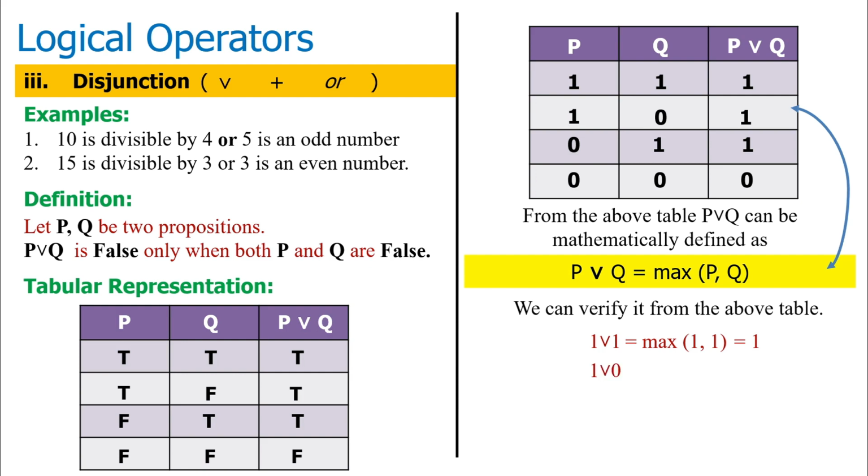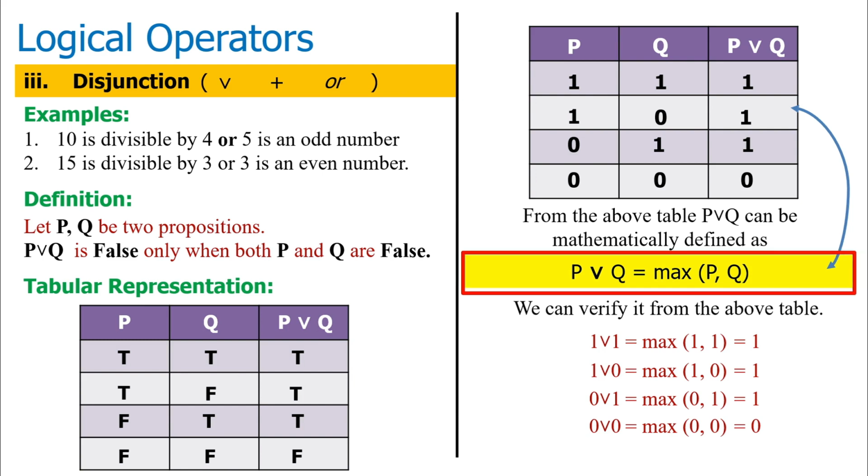1 disjunction 0 is equal to the maximum value between 1, 0, which is 1. 0 disjunction 1 is equal to maximum of 0, 1, which is 1. 0 disjunction 0 is equal to maximum between 0, 0, which is 0. That is why we say P disjunction Q is always equal to the maximum value between P, Q.